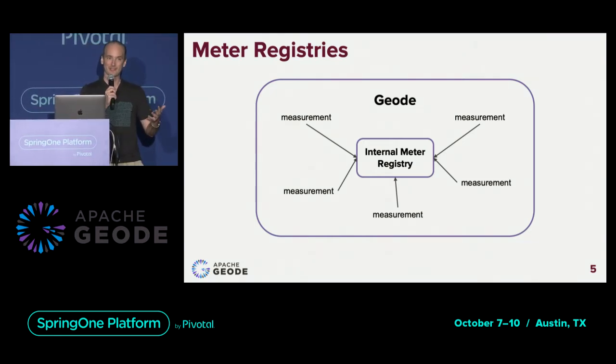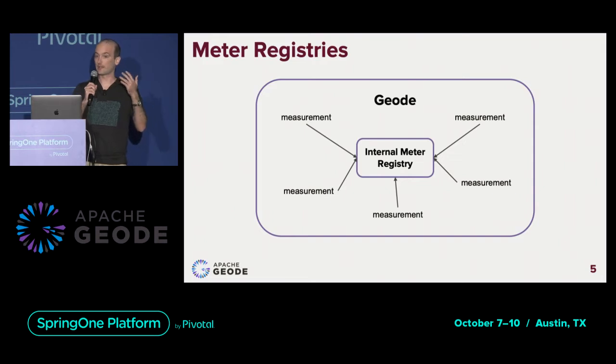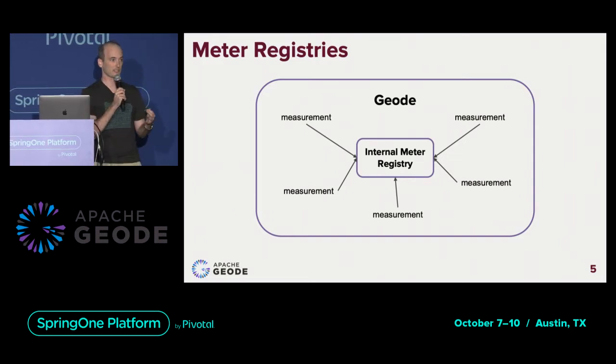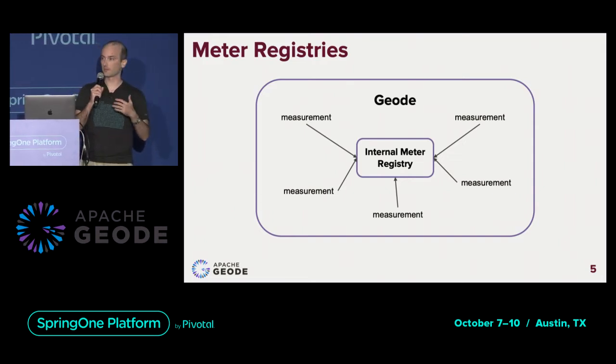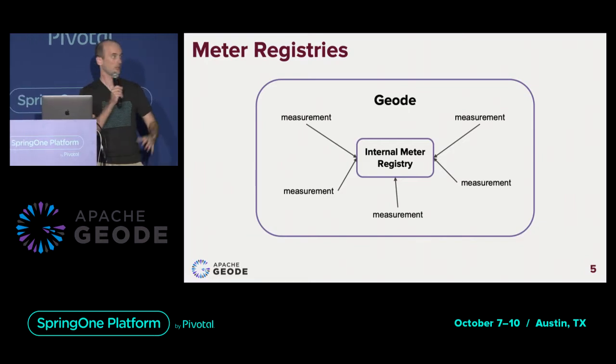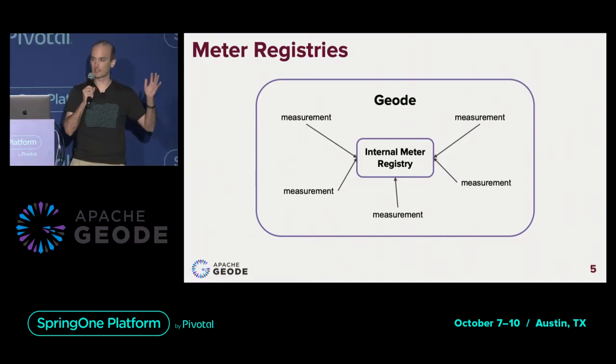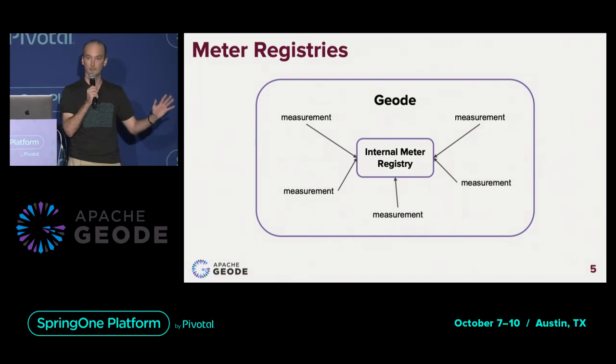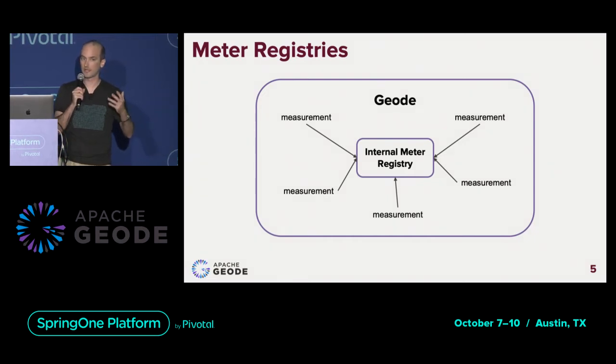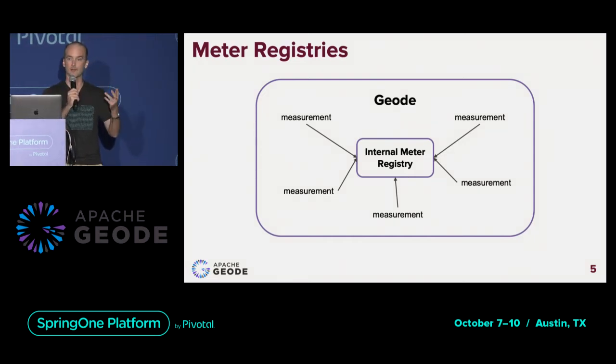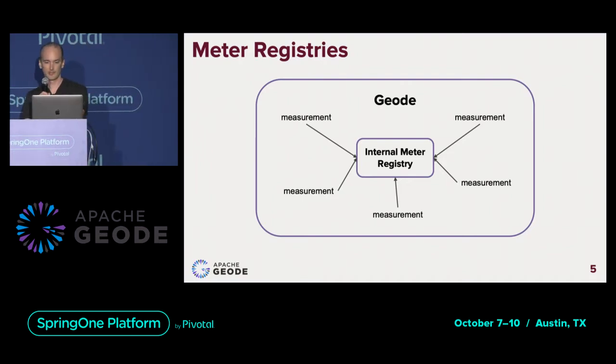We have these measurements. They're added to our internal meter registry, and this is the place where all the measurements are being sent to be recorded. And so this is really great. It allows us a central place for any Geode component to write measurements to, and then prepare them to be read out. So your next question might be, that's great, how do I get them out? They're all recorded in the Geode.